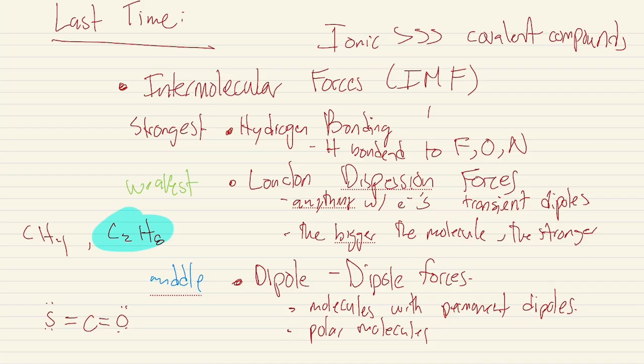And we had what seemed like a paradoxical statement: ionic bonds are weaker than covalent bonds, but ionic compounds' intermolecular forces are stronger than covalent molecules' intermolecular forces, right? Because we're not talking about how the atoms within a molecule interact. We're talking about how molecules interact with other molecules.